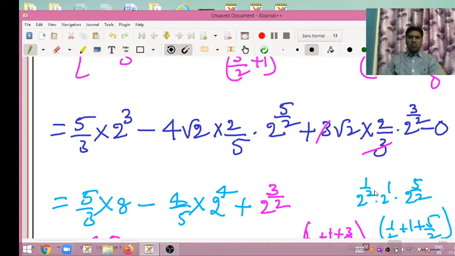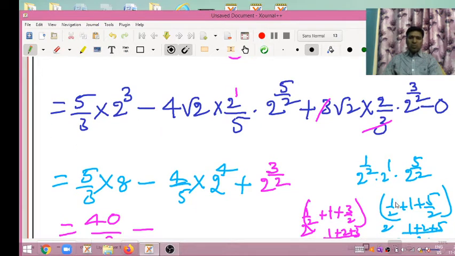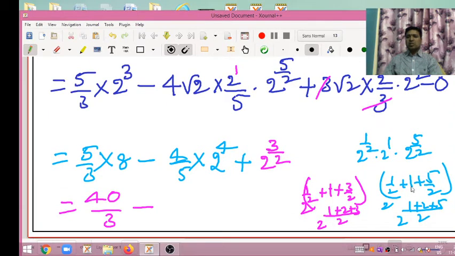2 to the power of 1 by 2 is there. Again 2 to the power of 1 is there. 2 to the power of 5 by 2 is there. So, my dear friends, how much is this? 1 by 2 plus 1 plus 5 by 2. How much is the LCM? 2 is the LCM. 1 plus 2 plus 5, so 8. 8 by 2 means 4.